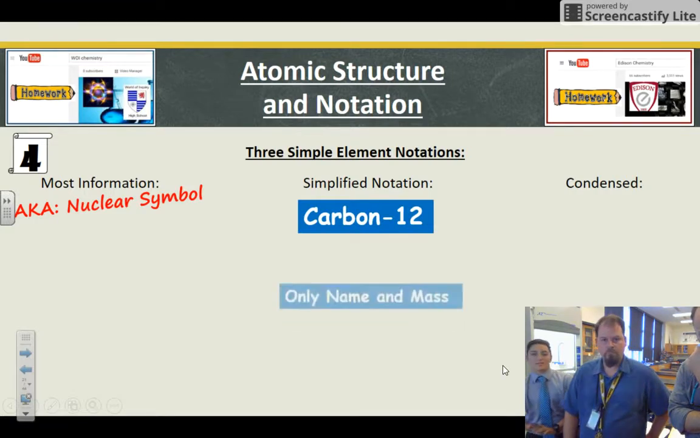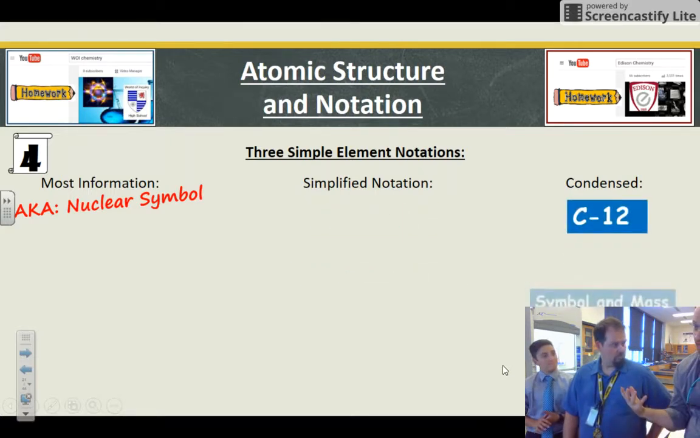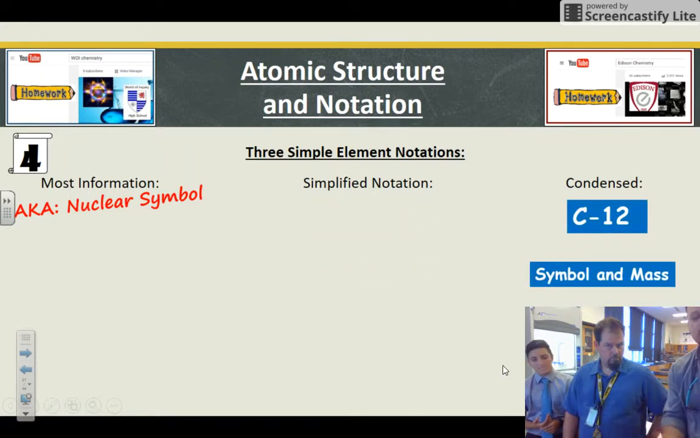All right, simplified notation. You're going to get the element name and the mass number. Condensed, mad basic, but it gives you the symbol and mass. And if you have the symbol and mass in the periodic table, you can work backwards to figure out all the other stuff. You're going to see this one a lot. So make sure you familiarize yourself.